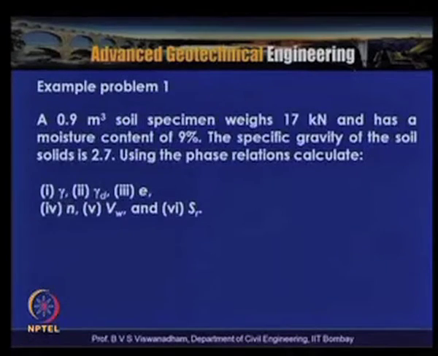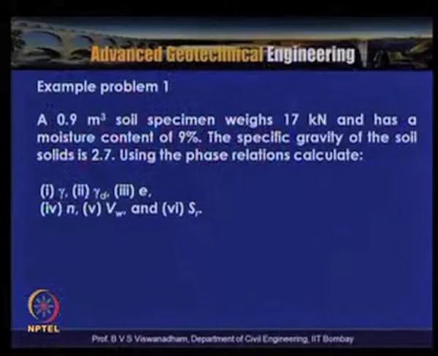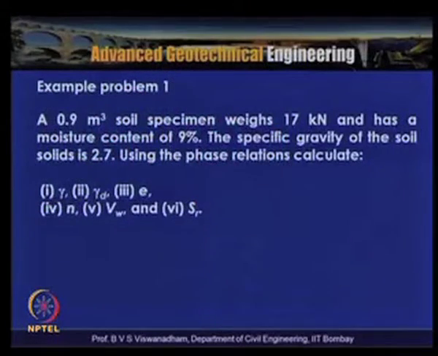So, having seen the phase relationships among the soil properties, let us take some example problems and try to solve them. In this example problem, in this slide, it is given that a 0.9 meter cube soil specimen weighs 17 kilonewton and has a moisture content of 9%. The specific gravity of the soil solids is 2.7. Using the phase relationships, we need to calculate gamma, gamma d, e, porosity, volume of water and degree of saturation.